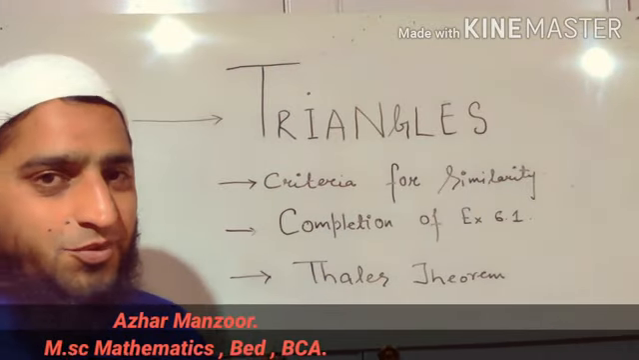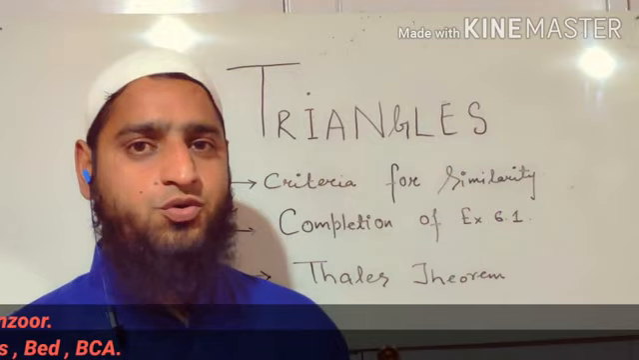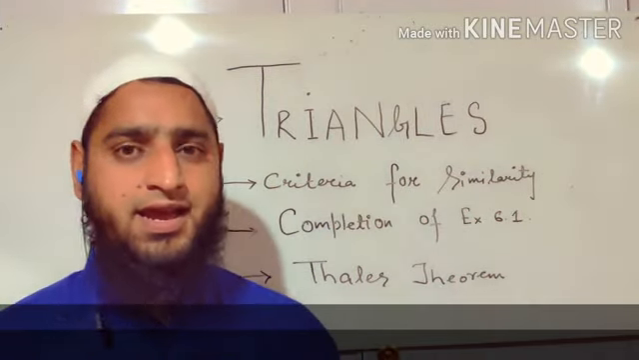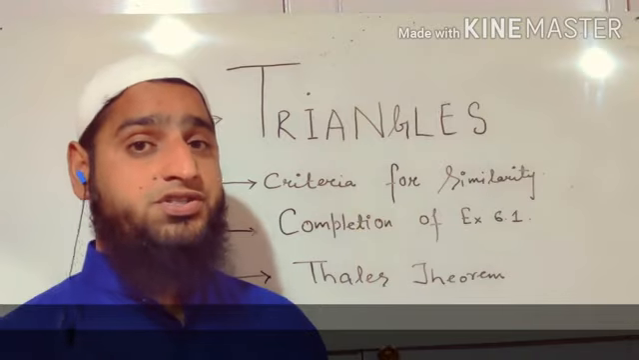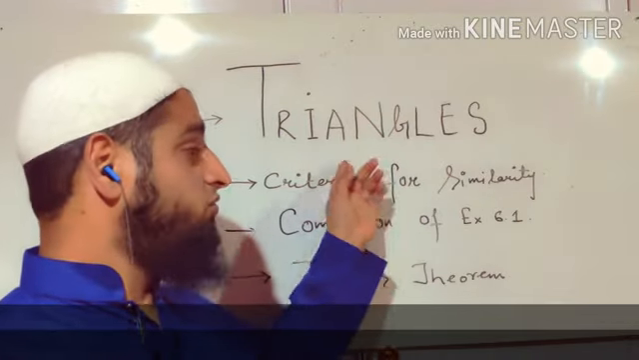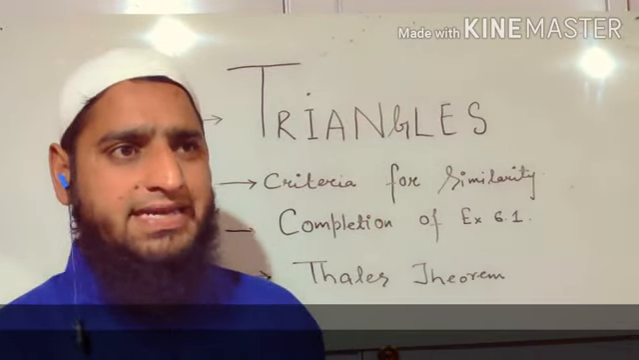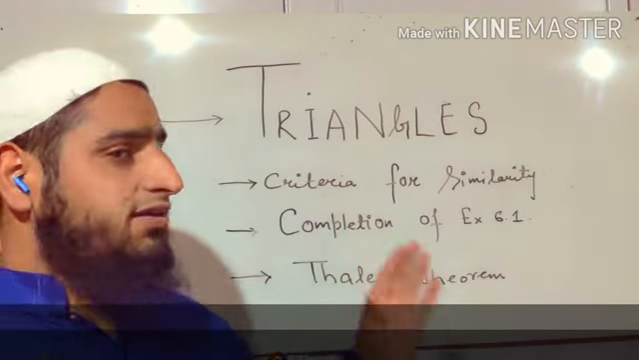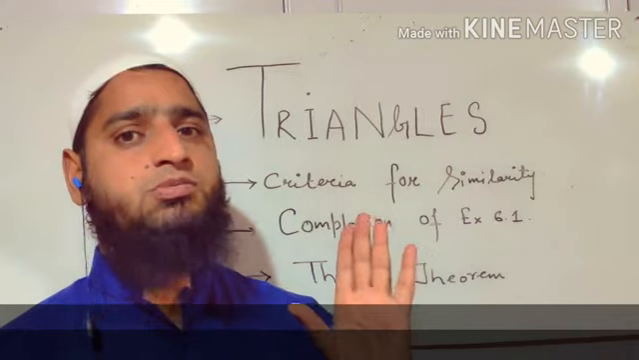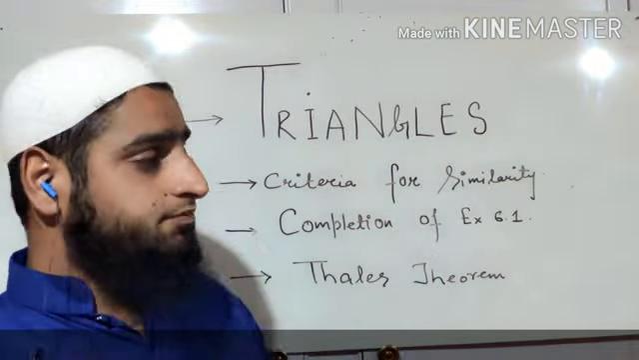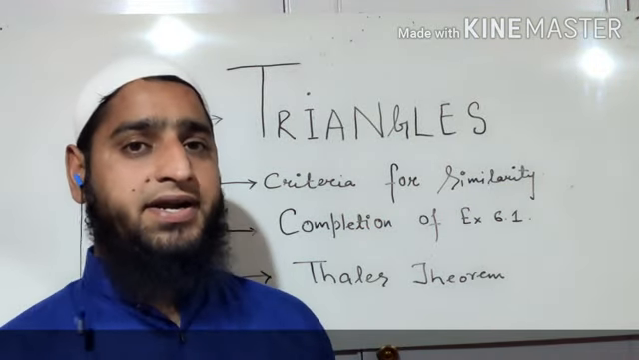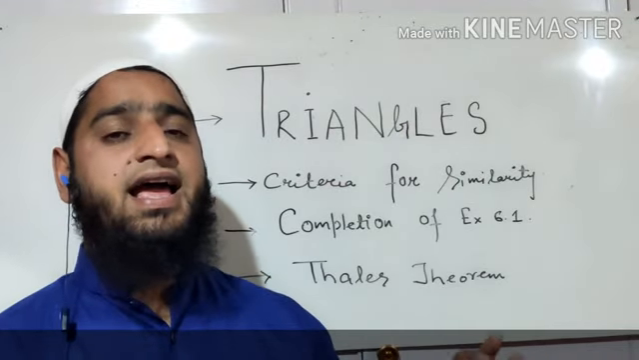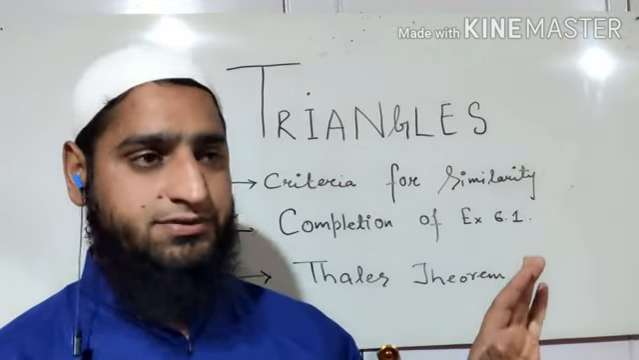Hello students, Assalamu alaikum. As you already know, we have started the chapter Triangles, and after that I gave you its introduction. What is a triangle? What I said, I will just repeat it. I said a triangle is the smallest polygon, and you have to remember it has three sides, three vertices, and three angles.